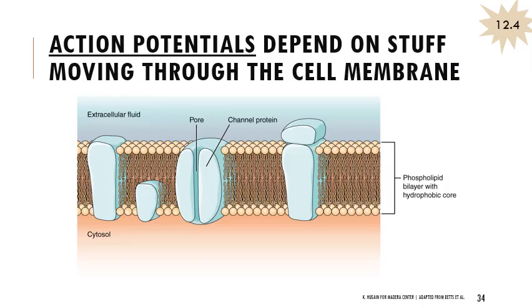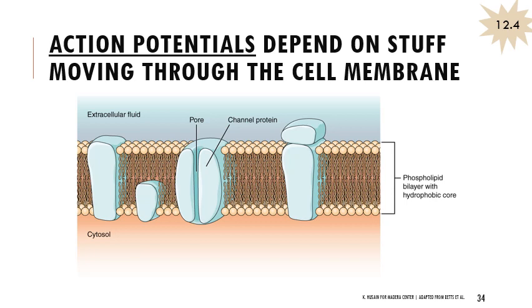All right, so when we're thinking about action potentials, this process by which an electrochemical signal is being sent through our neurons, it really depends on stuff moving through the cell membrane. And remember, when we have a cell membrane, we use the fluid mosaic model to describe it and study it. We have this phospholipid bilayer where there's the hydrophobic tails in the center. So that limits what's able to pass through the cell membrane.